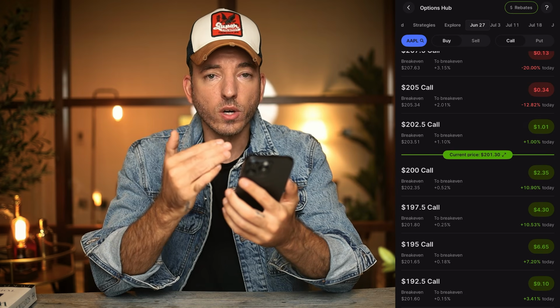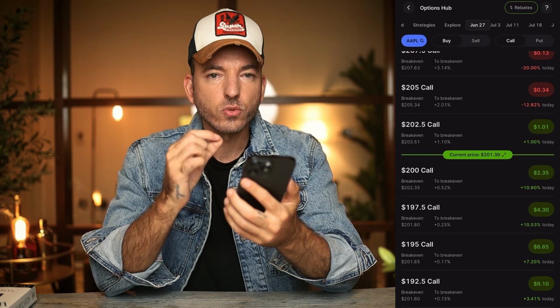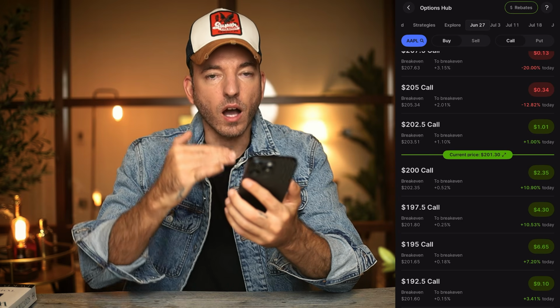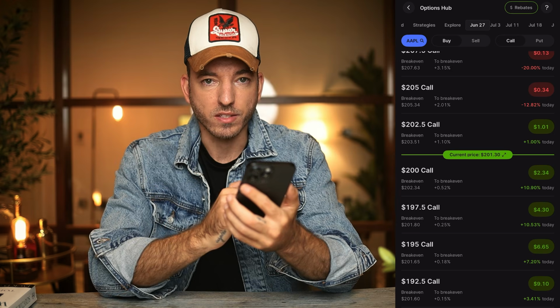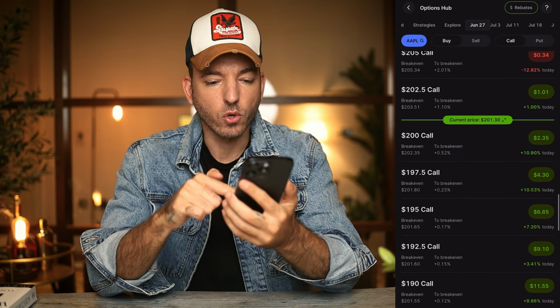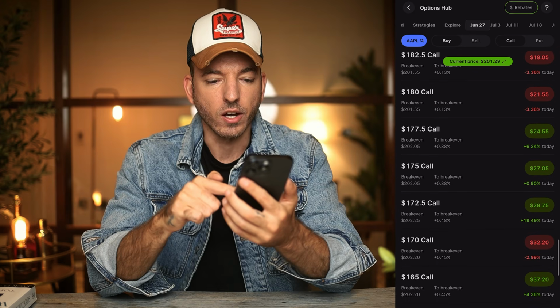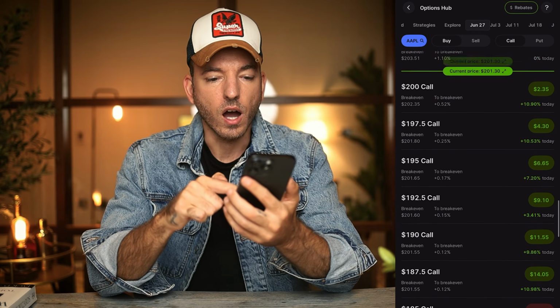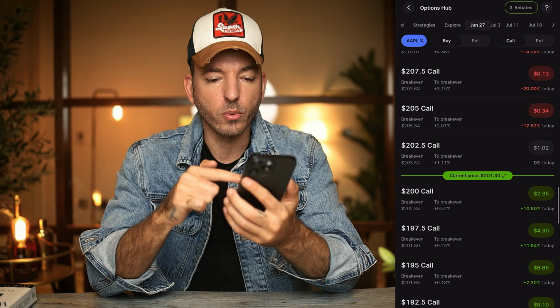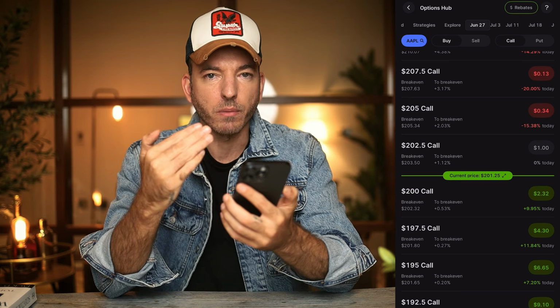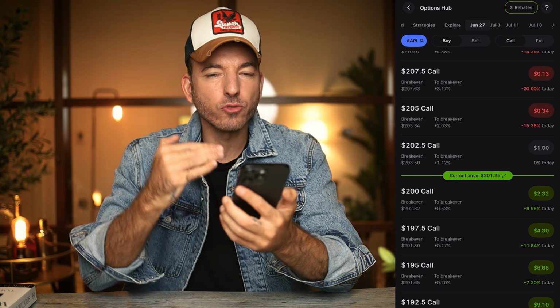So anything that is under $201.30, this would be considered in the money. Now, why is that? Because the stock price is above the strike price, okay? So anything that we scroll below, we go down, these are all in the money options. All right, this is called in the money. Now, if we go on top of this and scroll upwards, any strike price that is above the current stock price, these are out of the money options because the stock hasn't reached there yet.